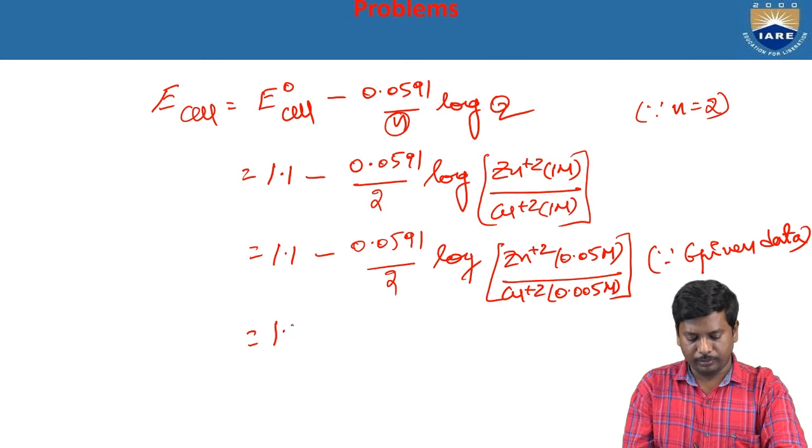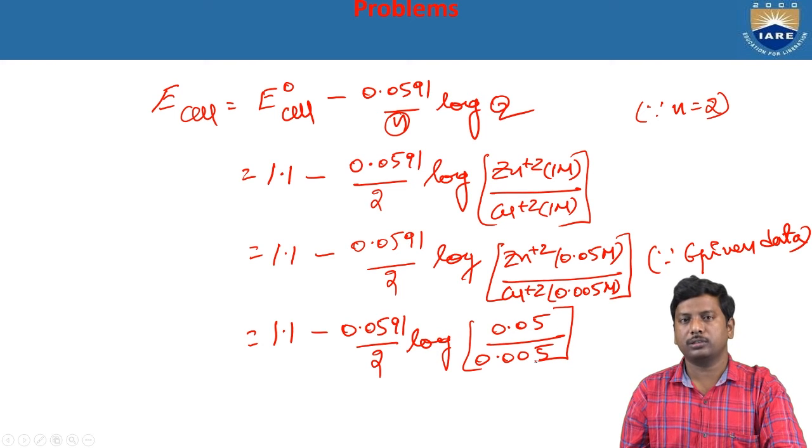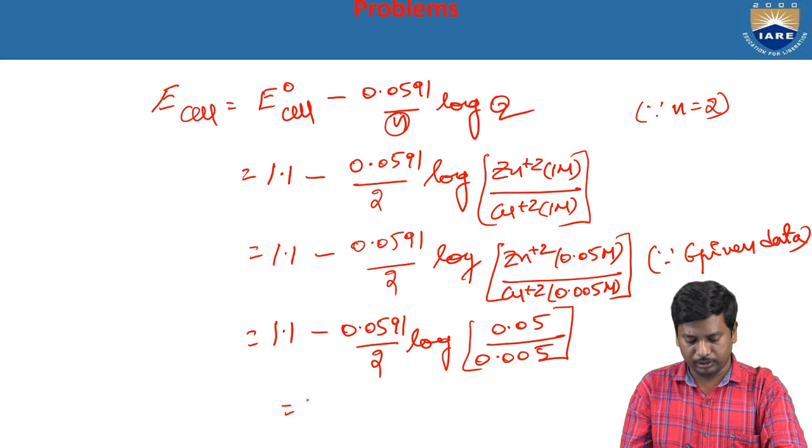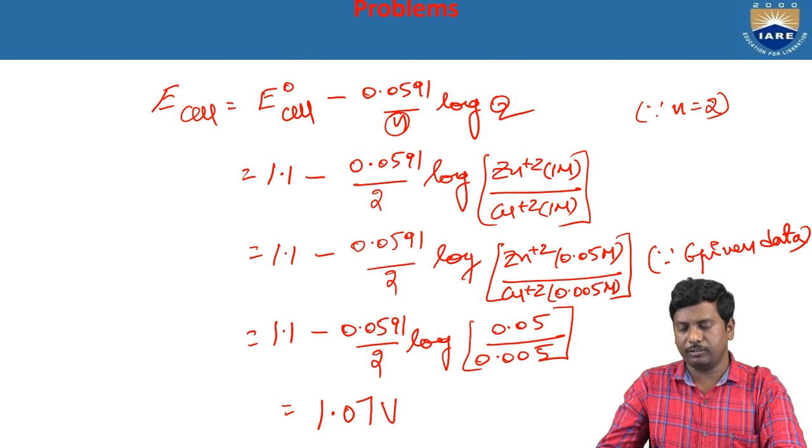Again, 1.1 minus 0.0591 by 2 log of 0.05 by 0.005. From this you finally get the value, which should be equal to 1.07 volts. So this is the cell potential based on the EMF for the given problem.